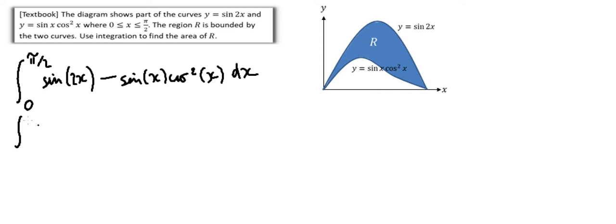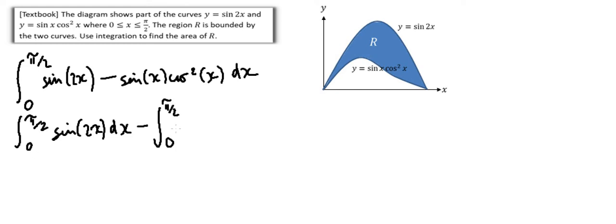Now, because we're subtracting area from area, what we can do is split these into two integrals. So we'll do the integral from 0 to pi over 2 of sine 2x dx, minus the integral from 0 to pi over 2 of sine x cos squared x dx. Okay, right, so the first half is the simple one.